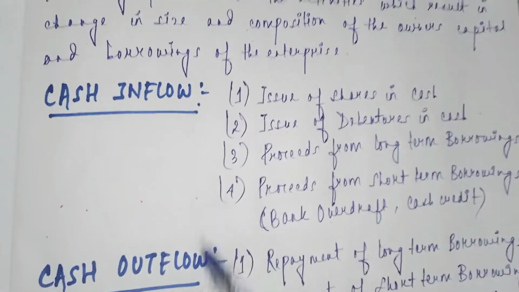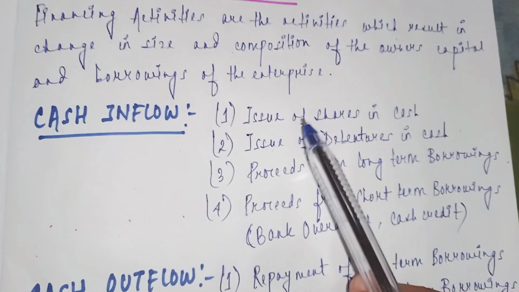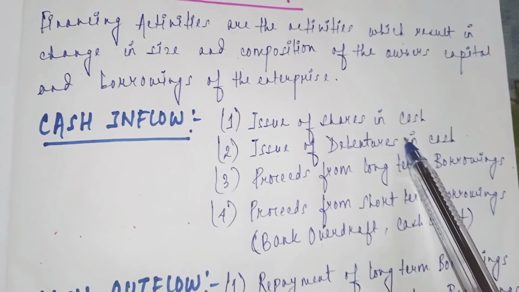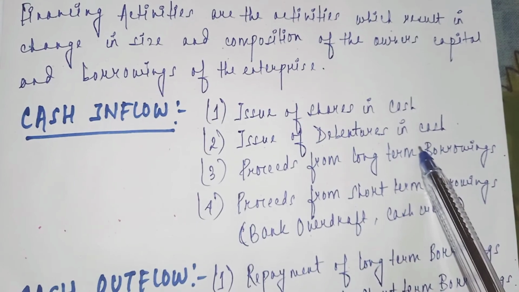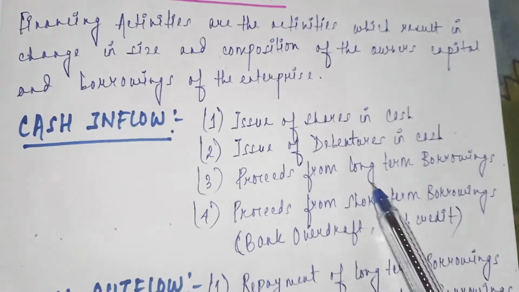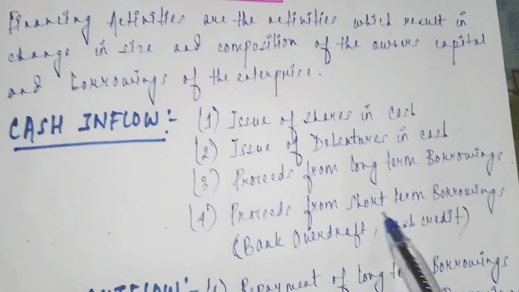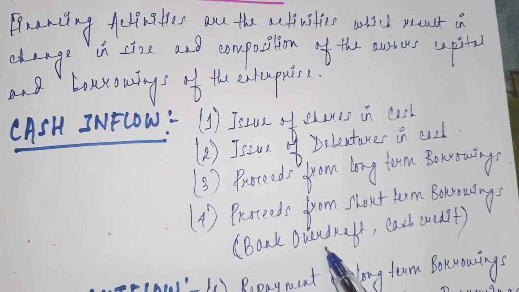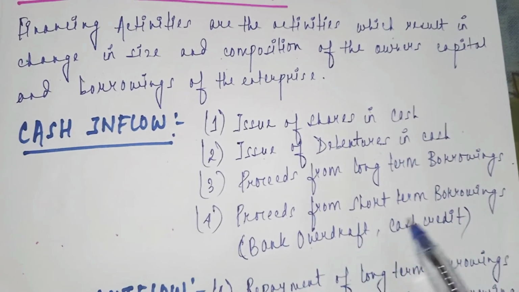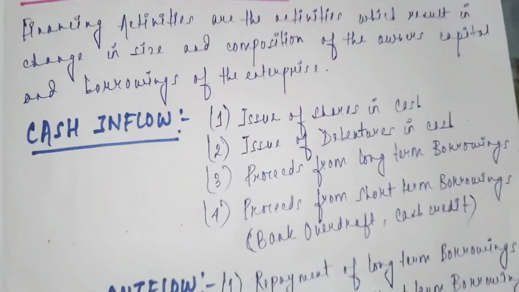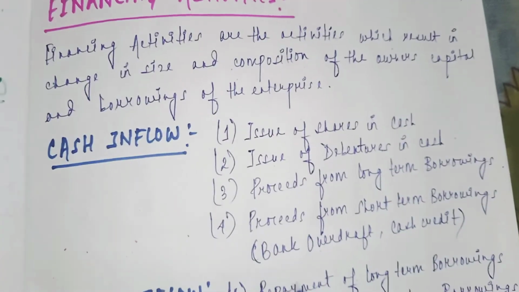With the inflows and the outflows, some of the cash inflow items are issue of shares in cash, issue of debentures in cash, proceeds from long-term borrowings, and proceeds from short-term borrowings, which include the bank OD, that is bank overdraft, and cash credit. Now, what are the cash inflows in the financing activities?